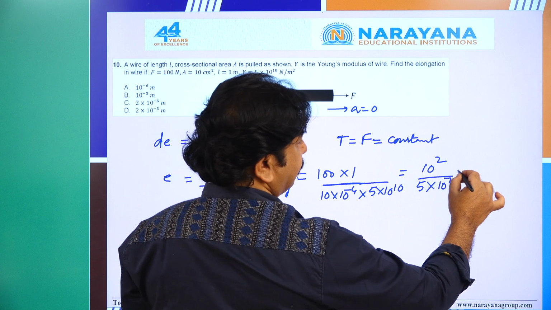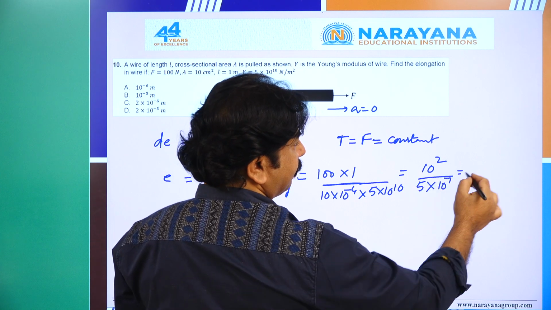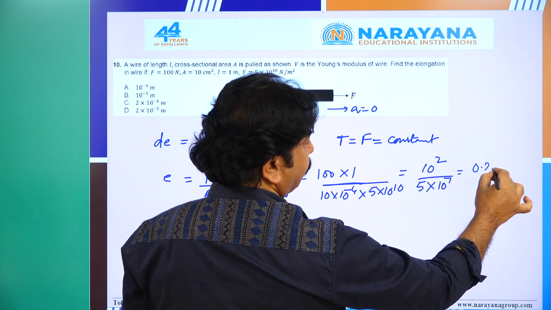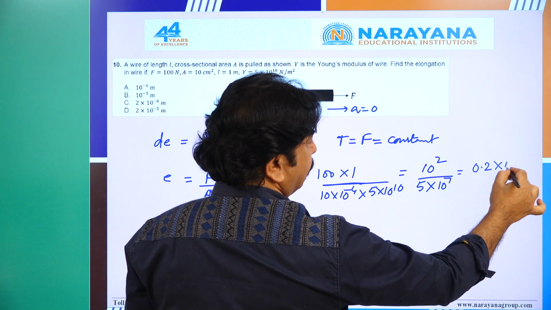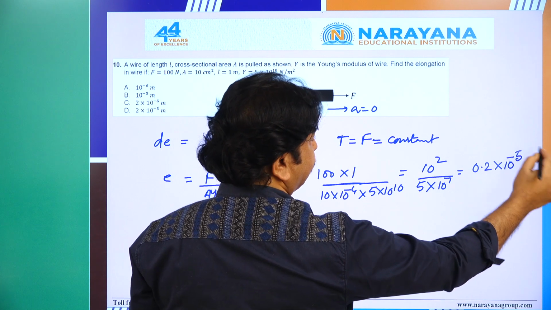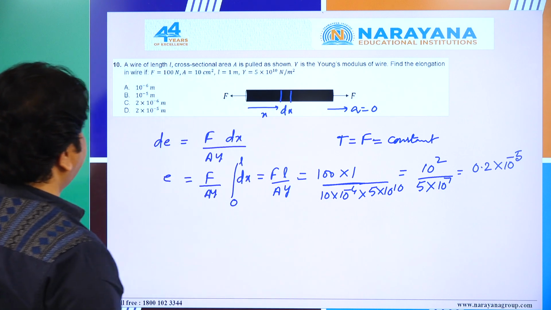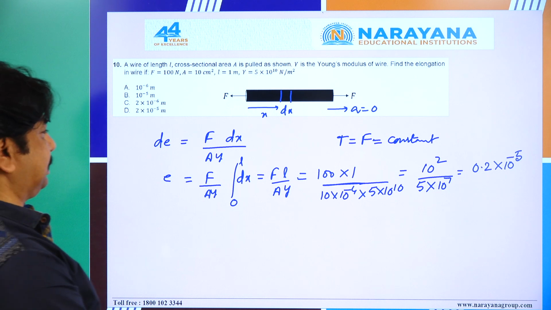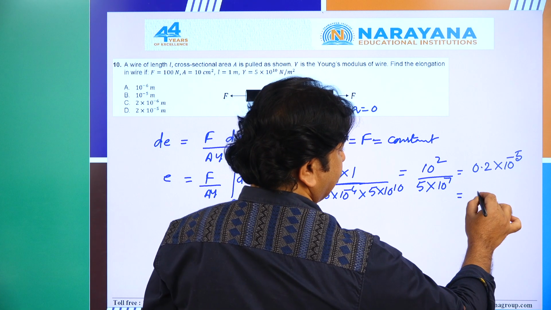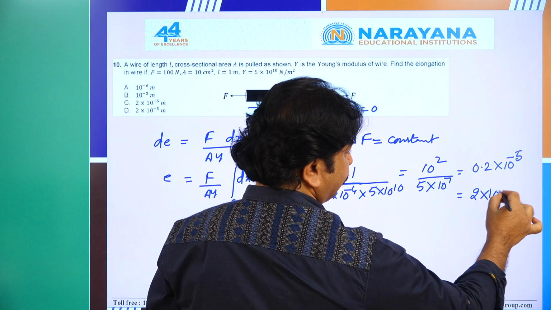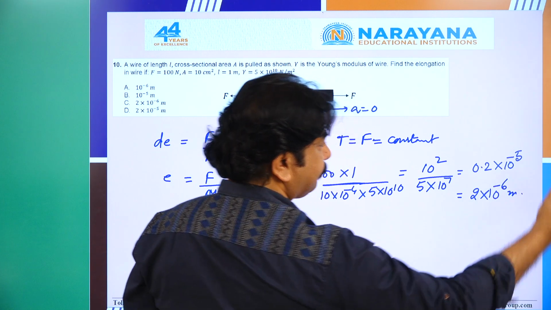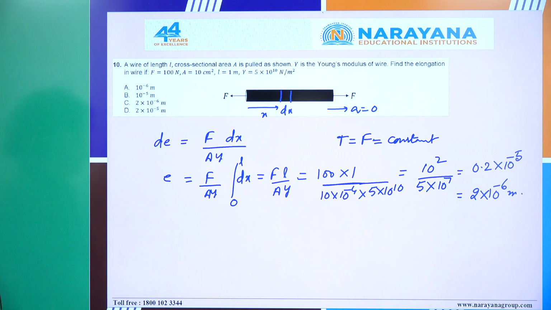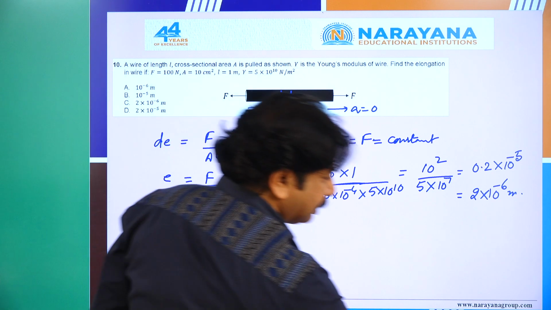So finally, 1 by 5 is 0.2 into 10 to the power of minus 5. So what is the answer here? We can write 2 into 10 to the power of minus 6. This is nothing but 2 into 10 to the power of minus 6. This is the final answer. Next one, we are going to the next question.